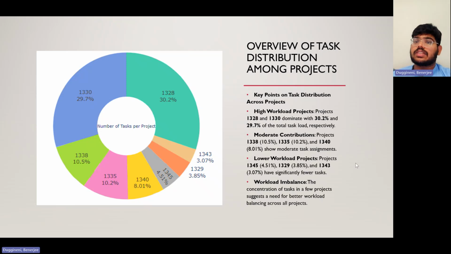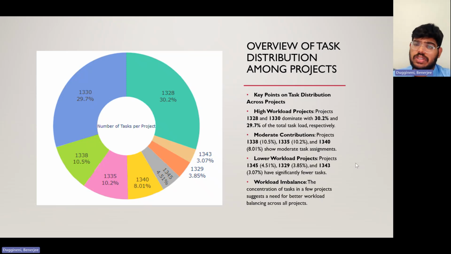Coming to the overview of task distribution among the projects, the high workload projects are projects 1328 and 1330, which dominate with 30.2% and 29.7%, which is half of the task load respectively.